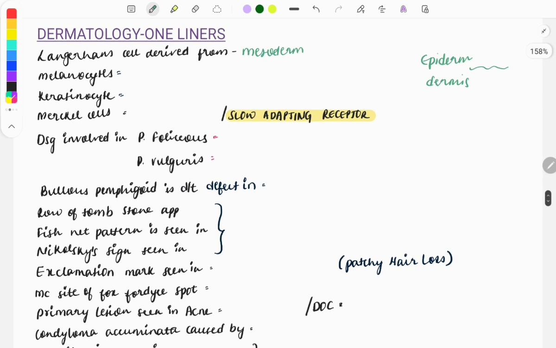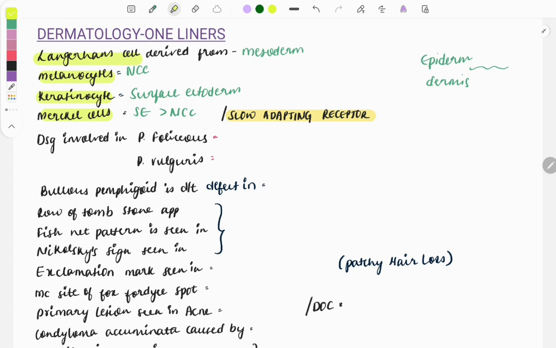Then moving on, the melanocytes are derived from the neural crest cells. The keratinocytes are derived from the surface ectoderm. And the Merkel cells are also derived from the surface ectoderm. If neural crest cell and surface ectoderm are both given in the question, then I suggest you go with the surface ectoderm. So these are the cells present in the skin: the Langerhans cells, melanocytes, keratinocytes, Merkel cells.